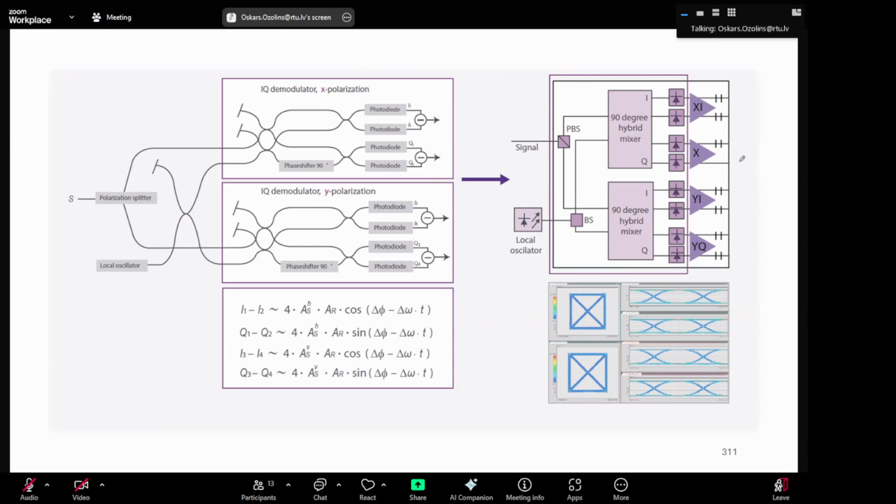Here is also a bit more accurate design. So you have a signal, you have a polarization beam splitter, and here you only have a beam splitter, and then this 90-degree hybrid mixer, and then you get two balanced photodetectors per each polarization. So we have four balanced photodetectors, and they have two drivers per each polarization, I driver and Q driver. Right.